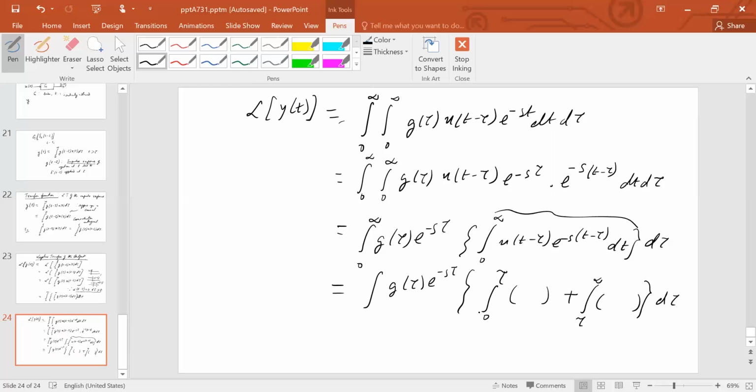The next claim I'm going to make is that this part is going to vanish. Why so? This part is going to vanish. Why is this part going to vanish? This part is nothing but this integrand from 0 to tau. Why is this part going to vanish? Because now we will write that r of, sorry, not r, it's u we have written, right?